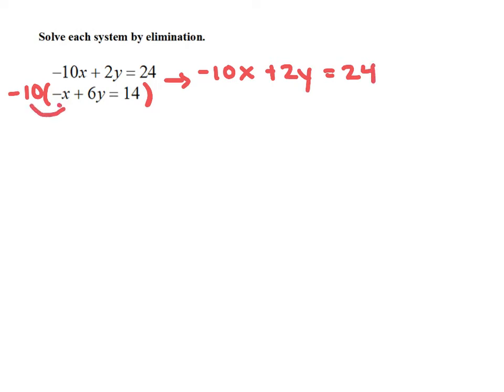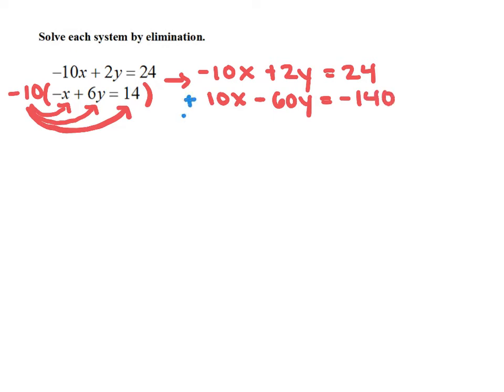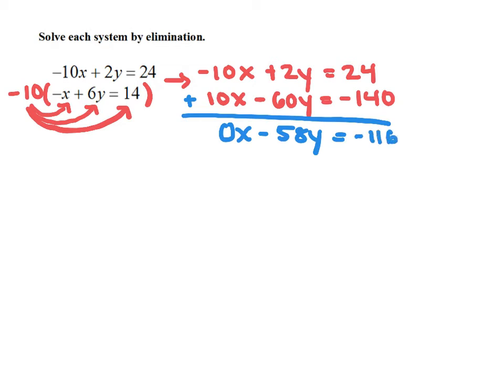And if I multiply everything in that second equation by negative 10, I'll have positive 10x minus 60y equals negative 140. Now if I add those two equations together, negative 10x plus 10x gives me 0x. 2y minus 60y is negative 58y. And 24 minus 140 gives me negative 116.